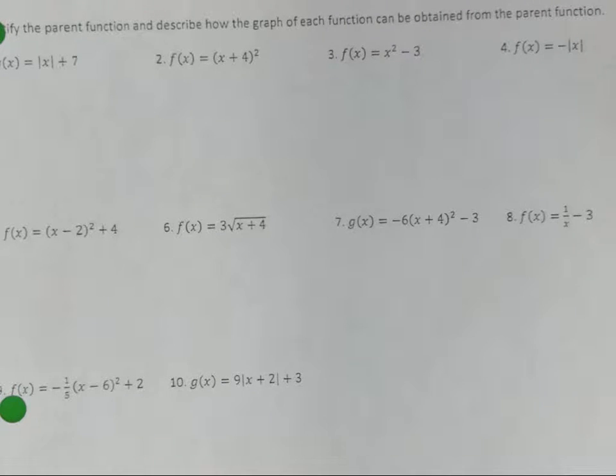All right, number 5. Juliana, what would you do on that one? Go right 2 and up 2. Very good. What type of parent function is it? A quadratic. It originates from the quadratic family. Very good.